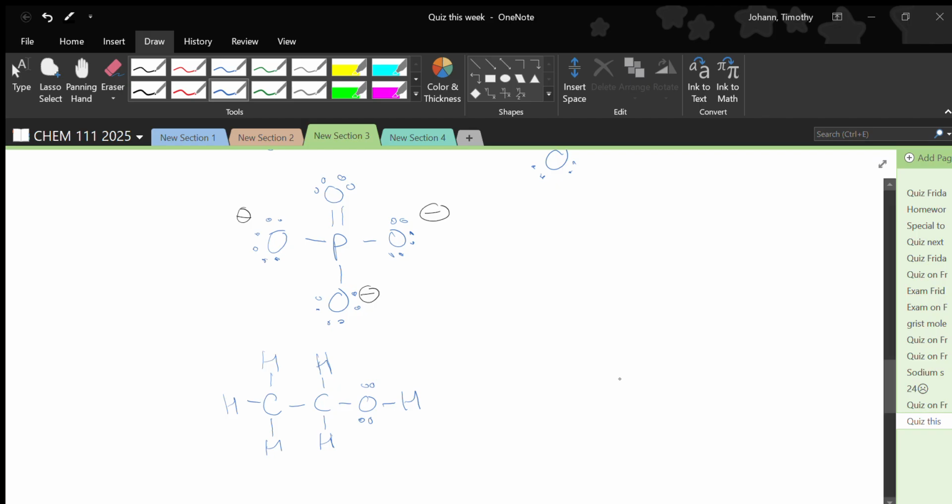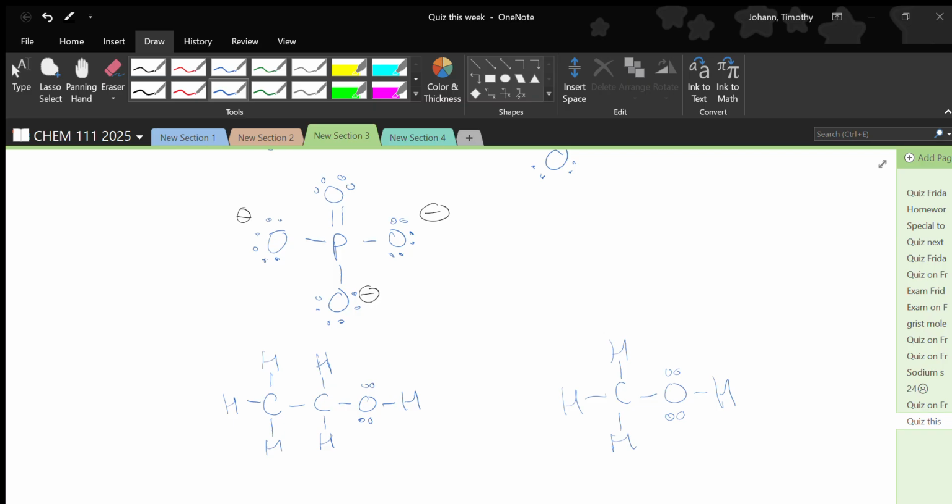All right, this is a similar molecule. This is the structure of methanol. Anybody ever heard of methanol? Methanol. Anybody know anything about methanol? Okay, methanol will make you blind. Drinking it. It's similar to ethanol.